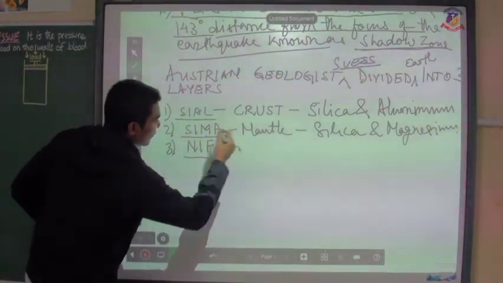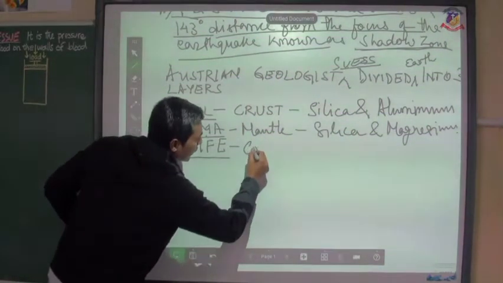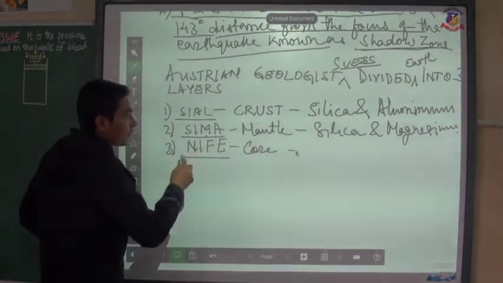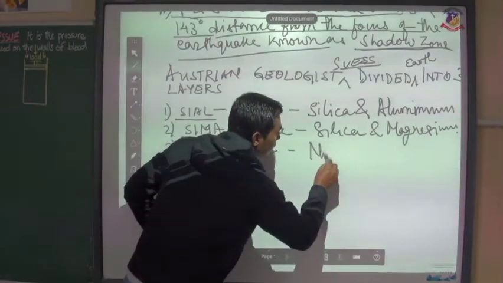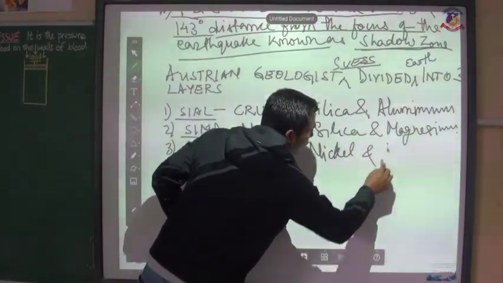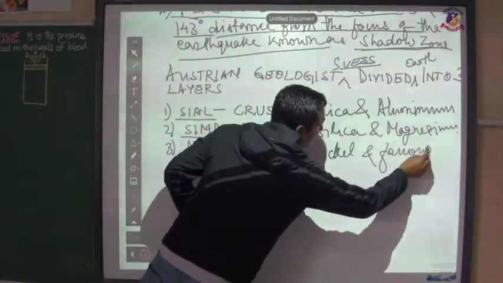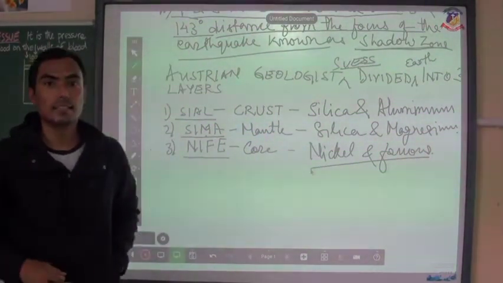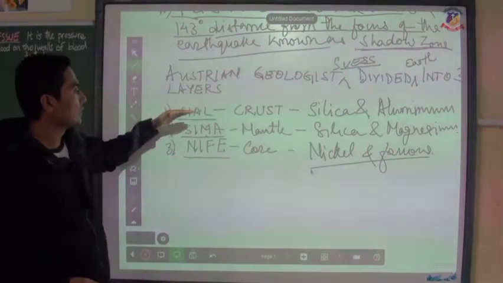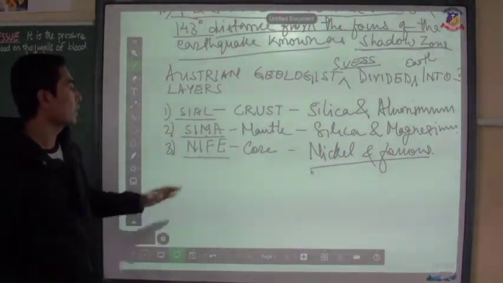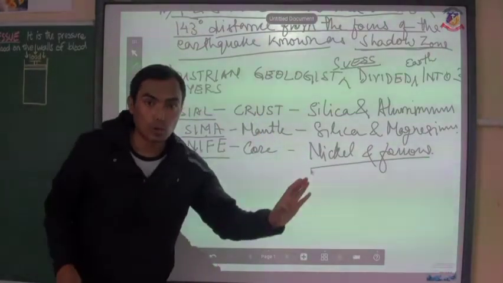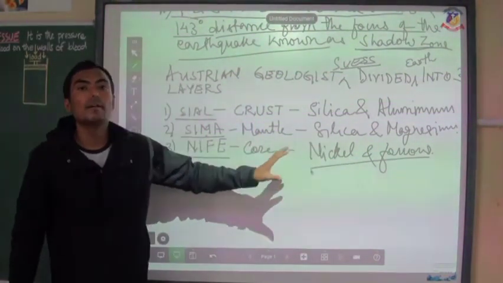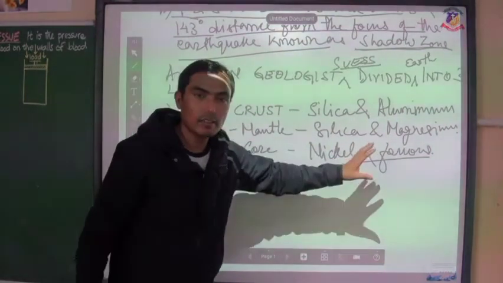Next is Nife. Nife is referred to as the earth core, and this earth core is made of nickel and ferrous. Clear? Nickel and ferrous are much denser compared with Sial and Sima, and that is why it is referred to as the core. It means at the core there is more concentration of heavier metals like nickel and ferrous.